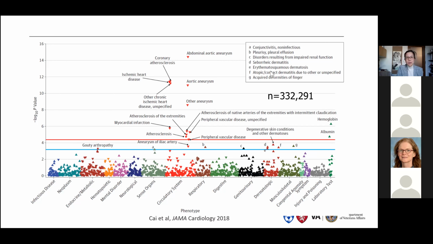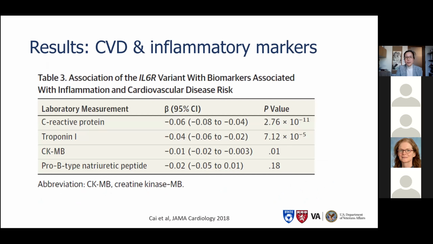This blue line here is the false discovery rate, and the red line here is the Bonferroni for us. We also took a look at the markers.